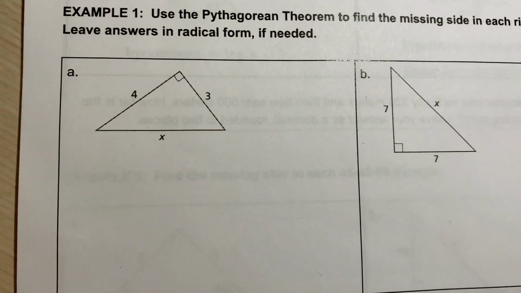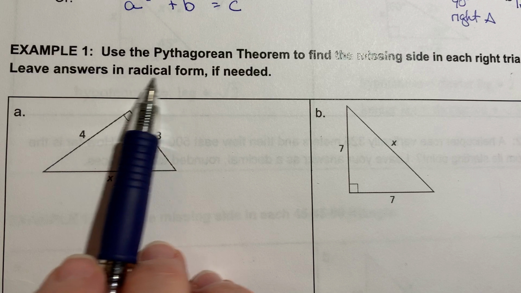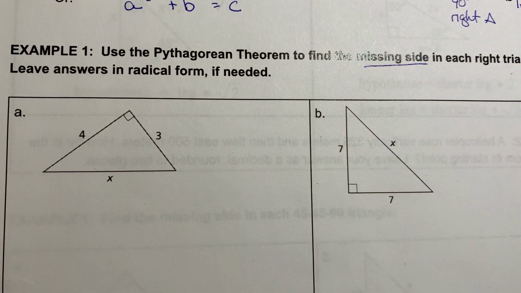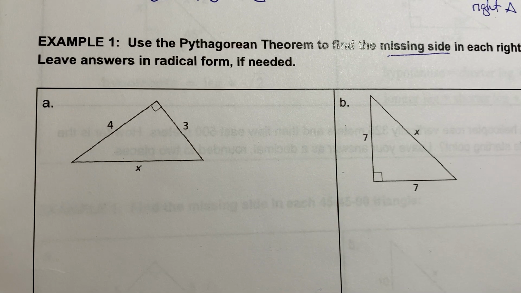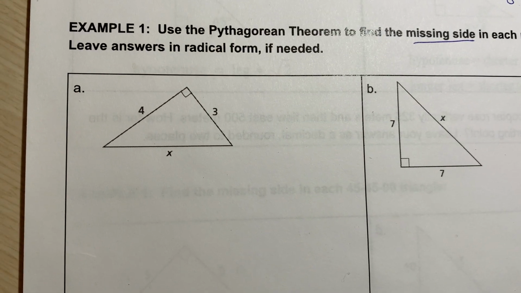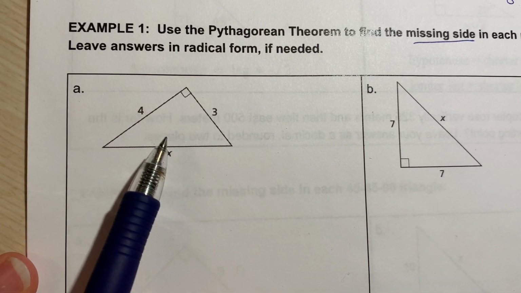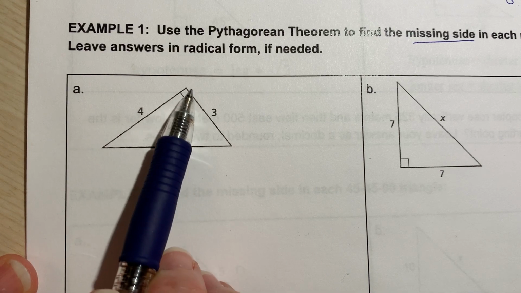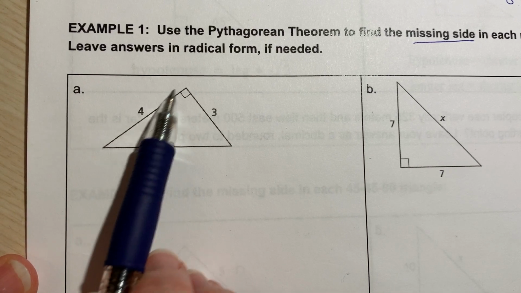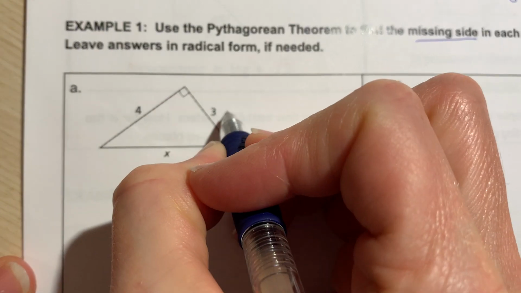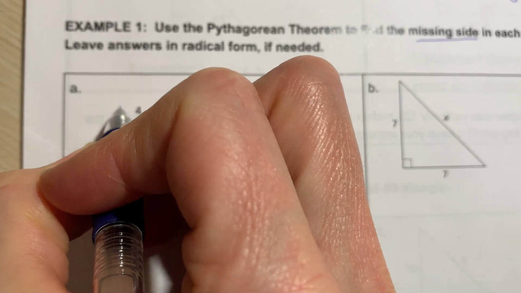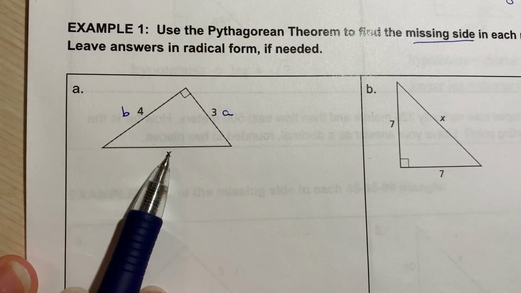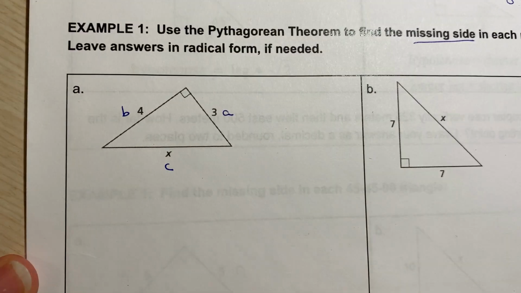So let's look at a couple examples. This is generally how they go. Use the Pythagorean theorem to find the missing side. That's usually what we're doing in a right triangle. Leave your answers in radical form. So let's look at this first one. Now, the first thing you want to do is figure out where your legs and your hypotenuse are. So here's my 90 degree angle. So this is a leg and this is a leg. So I'm going to label one leg A and one leg B. My hypotenuse is directly across from my 90 degree angle. I'm going to call that C.